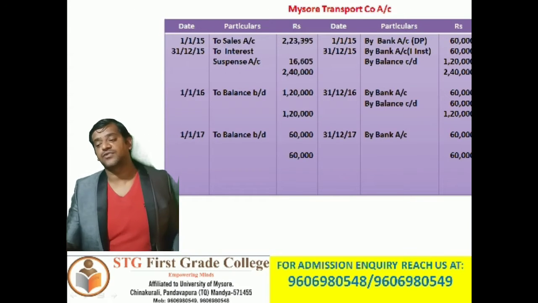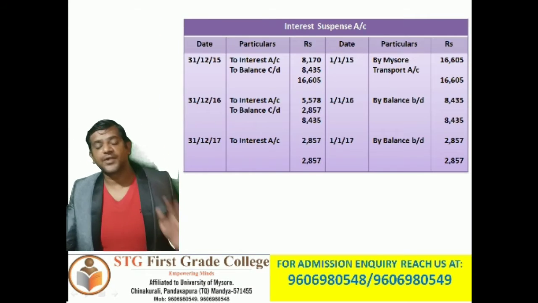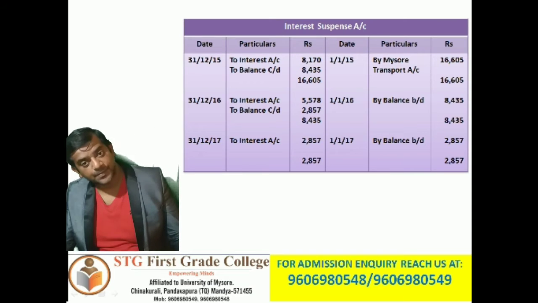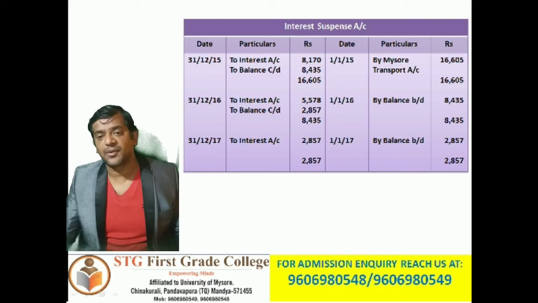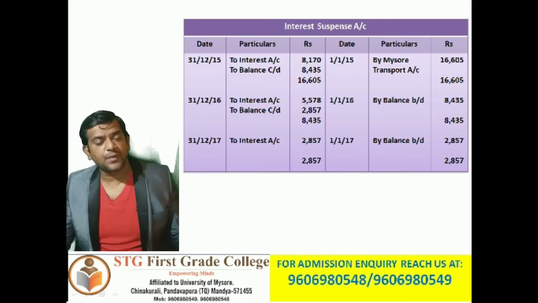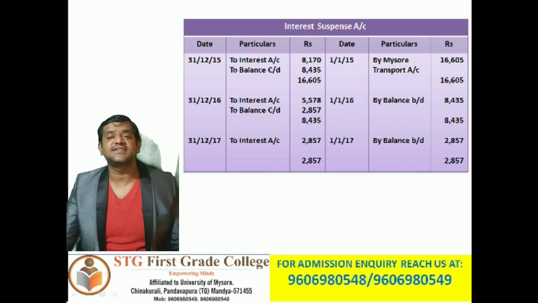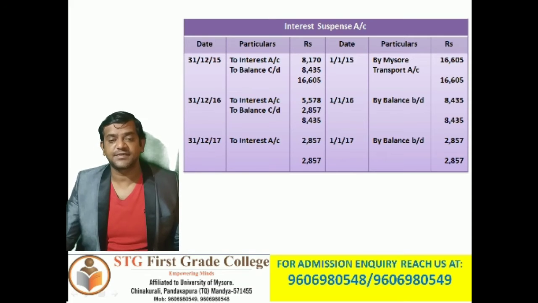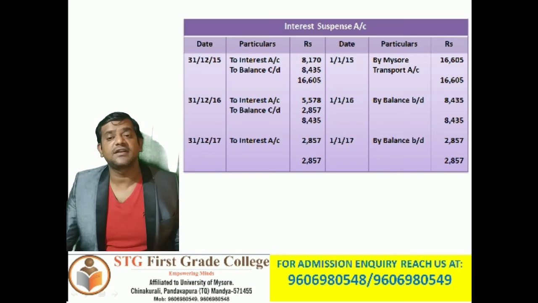Now it is time to start the interest suspense account. Clear? Open the interest suspense account with the same columns: date, particulars, rupees; date, particulars, rupees. In the interest suspense account, we always start from the credit side. 1/1/2015 by Mysore Transport account, 16,605 rupees, which is the total of all 3 years of interest that we calculated in the table.